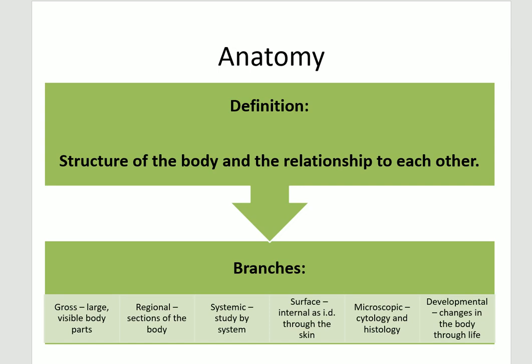Then we have regional, so those are the sections of the body. So think abdominal region, pelvic region, and everything encompassed within those regions. So if we're talking pelvic region, we're talking about all the structures within it, including tissues, including organs. Systemic is when we're studying by the system. So digestive, for example, starts with the mouth and ends with the bottom. You're going through a lot of different regions there from start to finish.